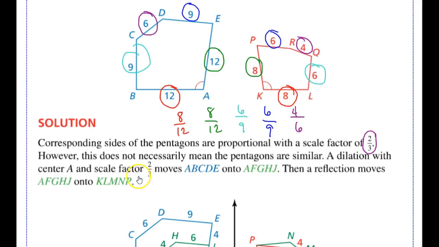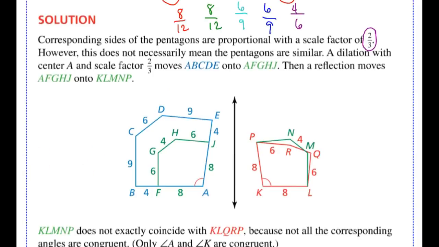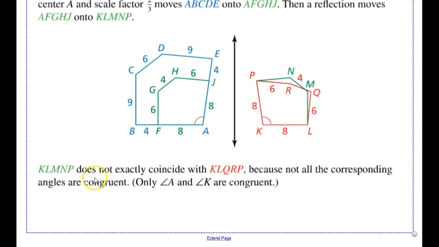Okay, so this also tells me, remember back when we learned about transformations, we learned about a dilation, which makes things bigger or smaller. So I know that a dilation with center A and a scale factor of 2/3 moves my shapes. Here we're just showing it, but I know that these are actually not similar because my angles are different. The only angles that I'm told are A and K. So even though my side lengths have that same ratio, my angles are not the same, so they're not similar figures.